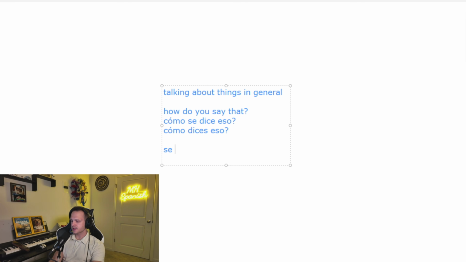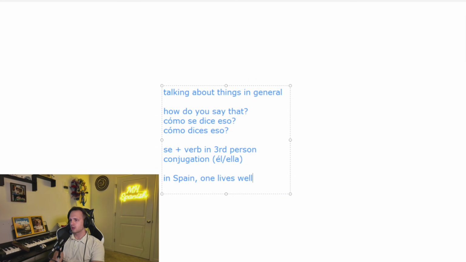And all you got to do is put se followed by a verb in the third person conjugation. Another way of explaining that is just like the él or ella form, right? Which is why we said dice in this instance. In Spain, one lives well, or another way of translating this in a more natural English form would be you live well in Spain. But this is when we're not talking about you specifically living well in Spain. It's just saying, yeah, in Spain, it's a good quality of life and one lives well.